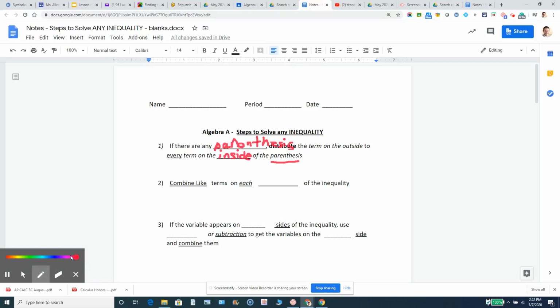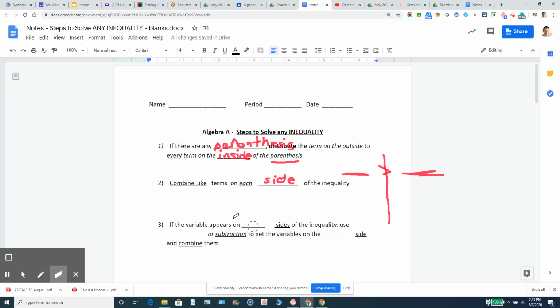The second step to solve any inequality is to combine like terms on each side of the inequality. So combining like terms, remember, is where you add up the terms that are like. So you should draw that line to the inequality symbol. Let's say we have a greater than sign. We will combine the like terms on this side, and then we will combine the like terms on the other side.